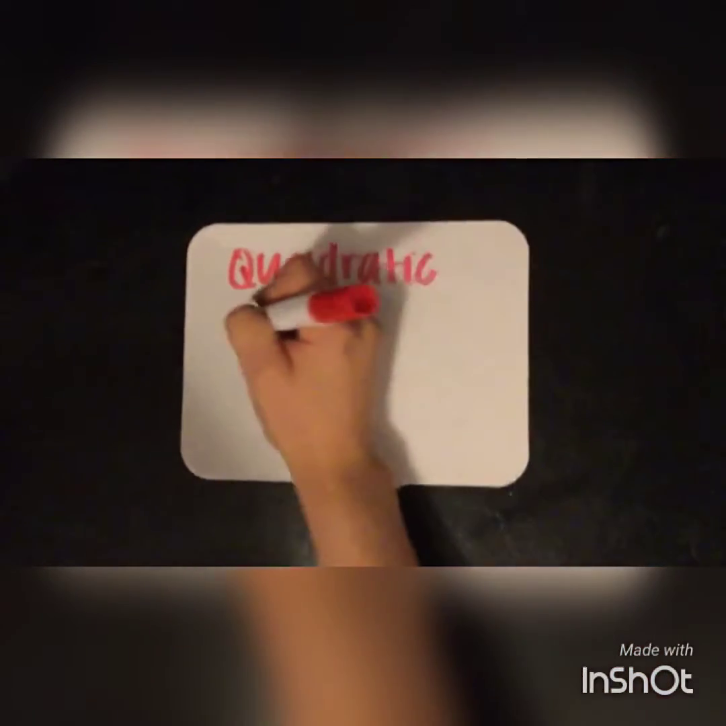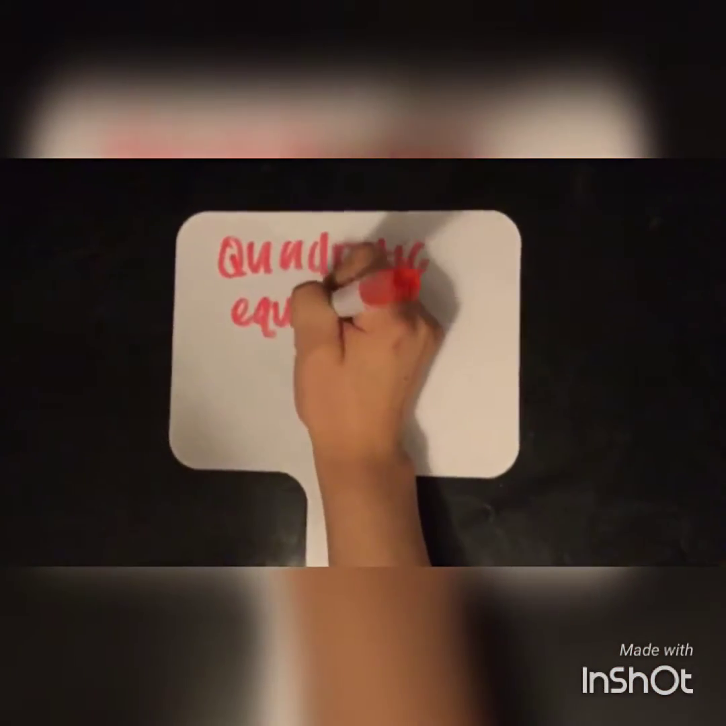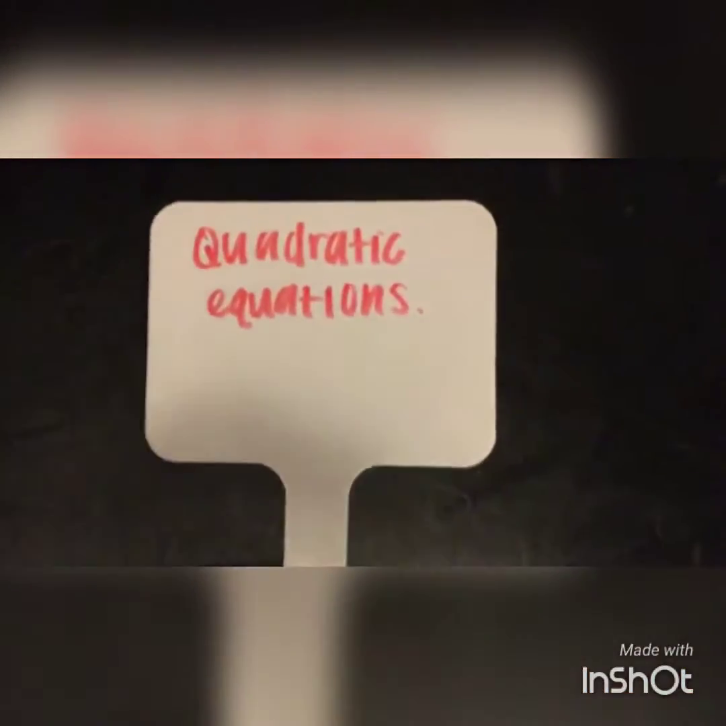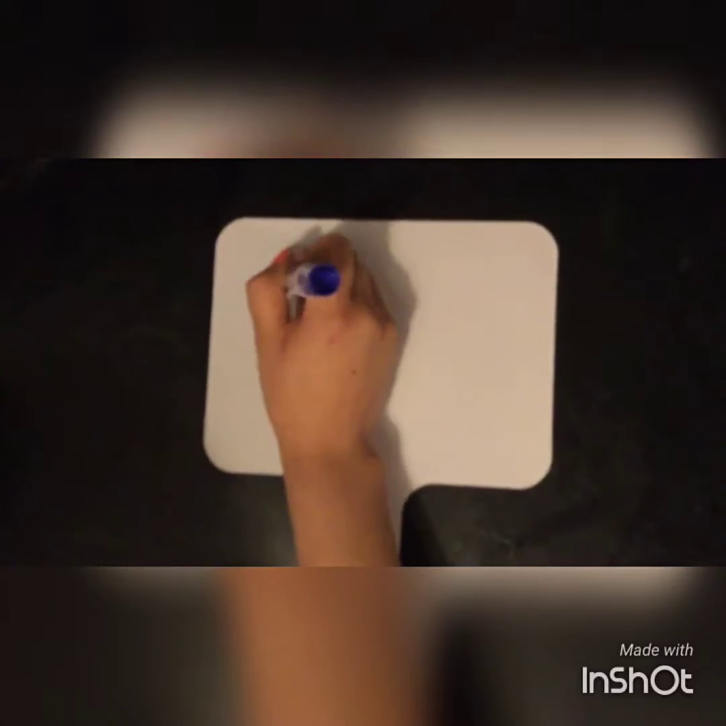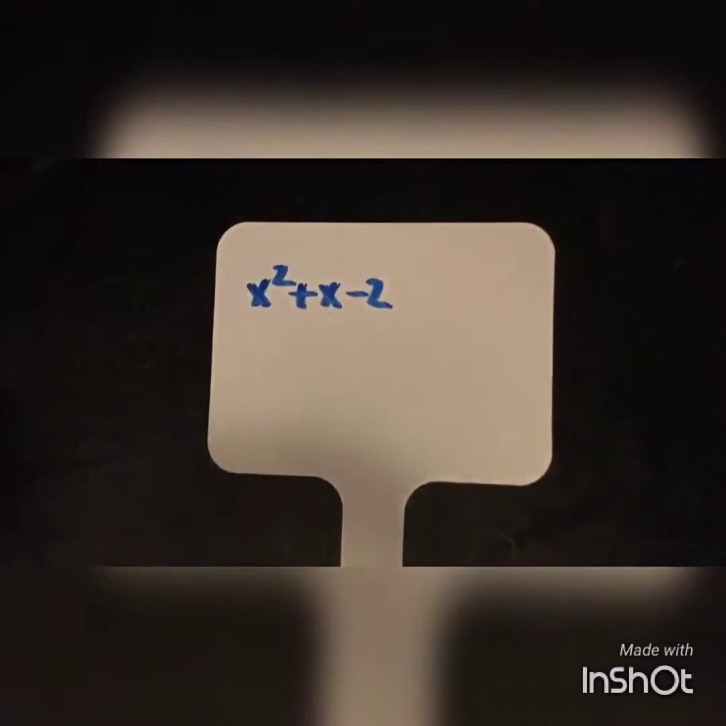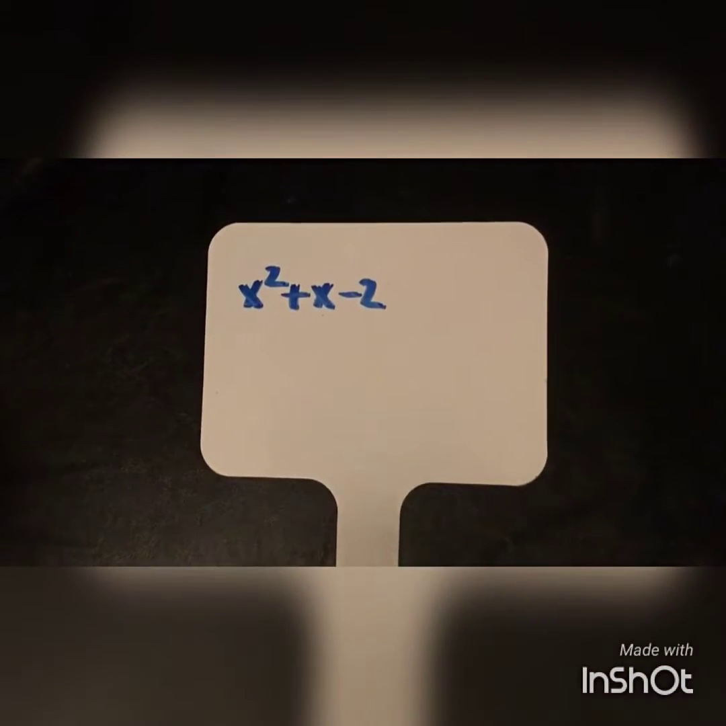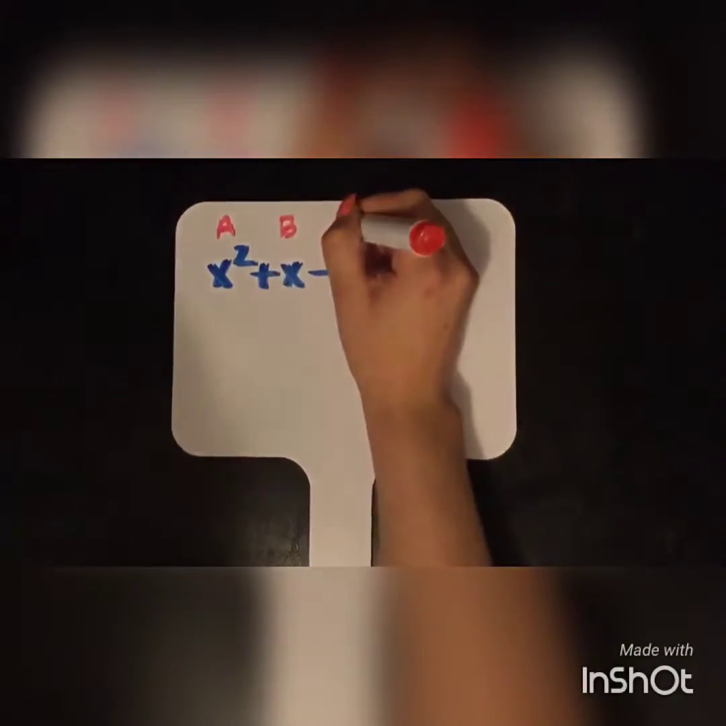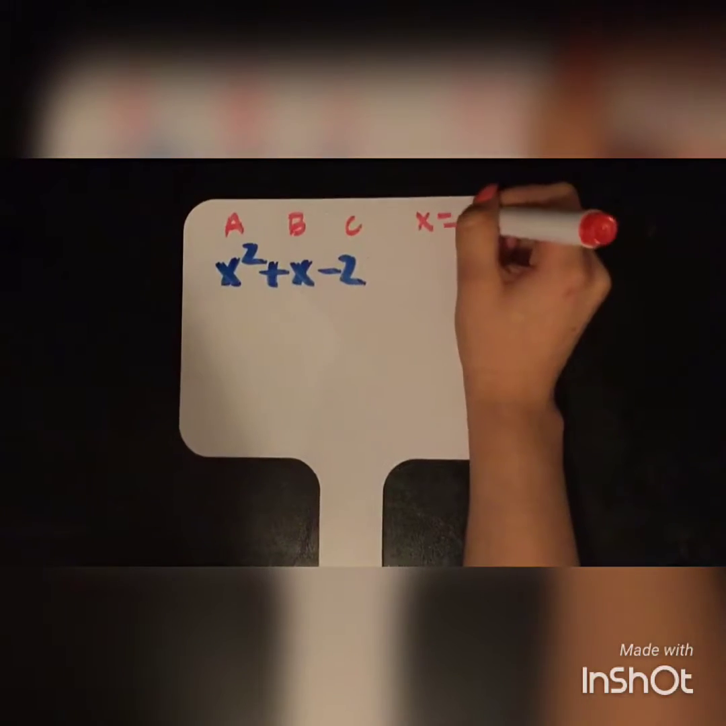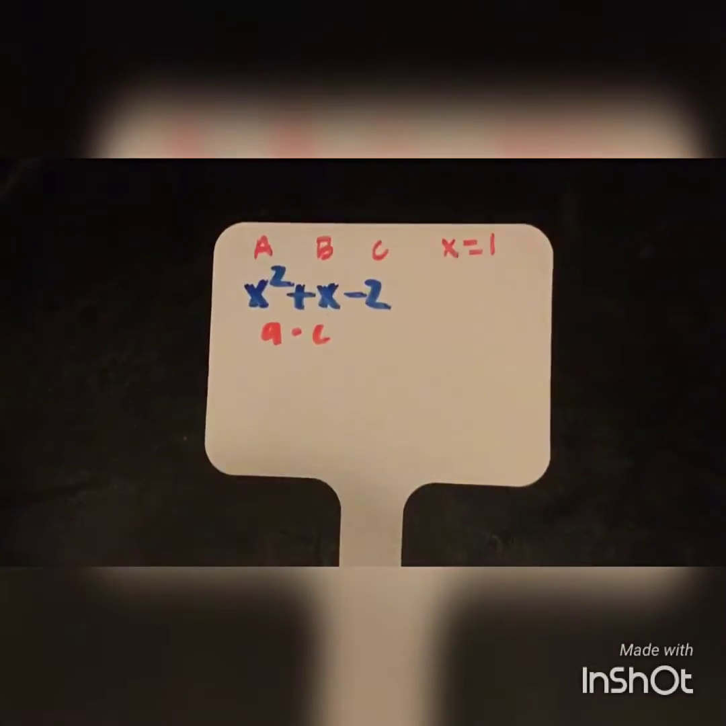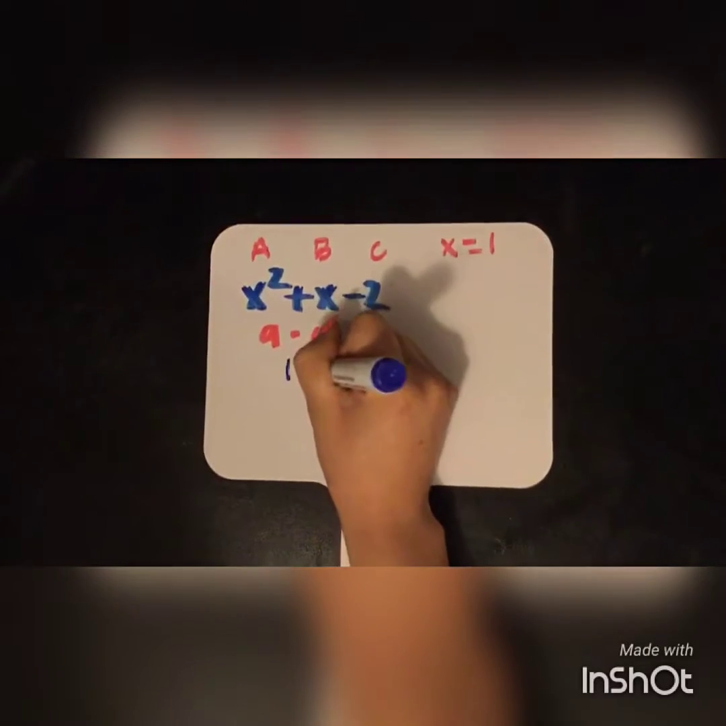Quadratic equations. The quadratic equation is x squared plus x minus 2. X squared is labeled as a, b, and then c. X always equals 1. You are then going to multiply a times c, which will give you negative 2.